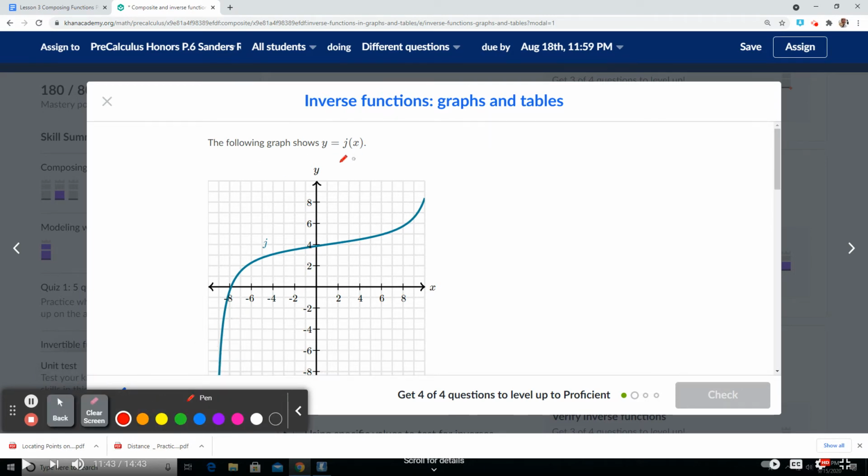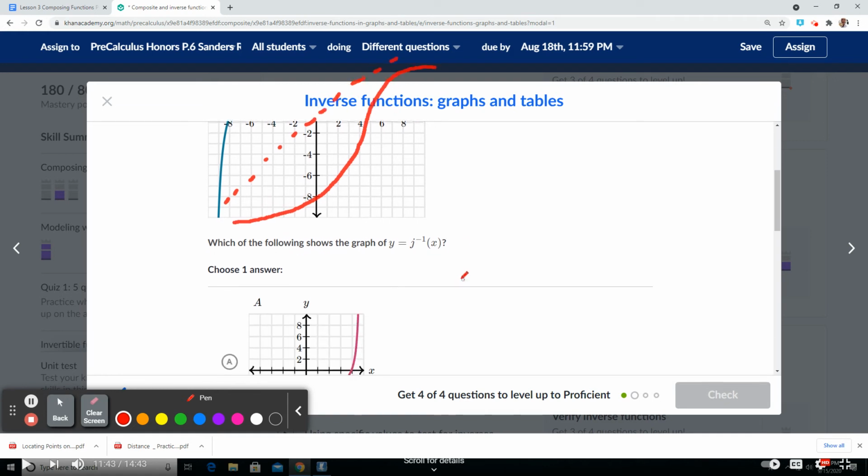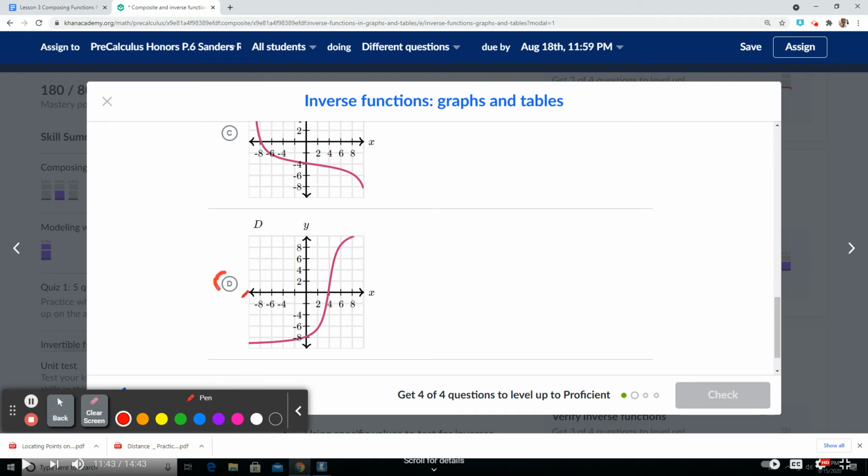And here we go. The graph shows y equals j sub x. Which of the following shows the graph of y equals j inverse of x? So remember, that's the idea that everything got reflected over the y equals x line. Okay, so we're looking for, I'll do my best to kind of draw it. It should look something like that, where all the values are equal distance from the y equals x line, reflected over it. And that looks like it right there.